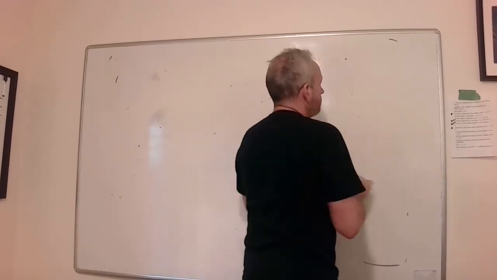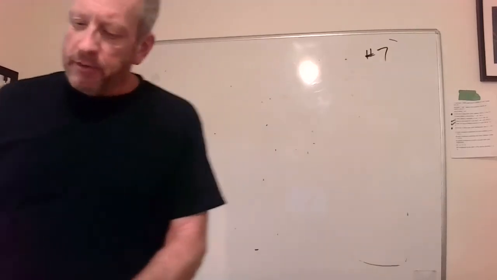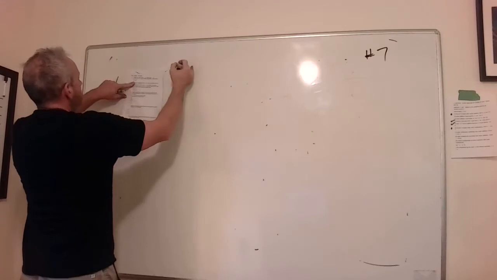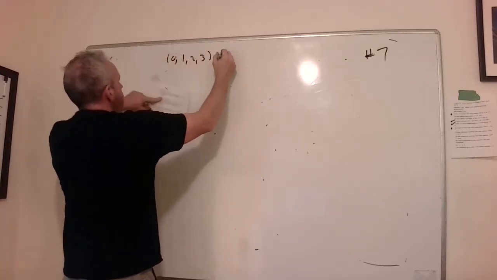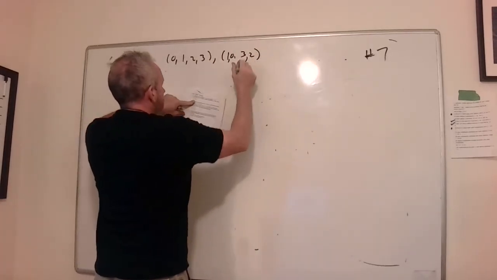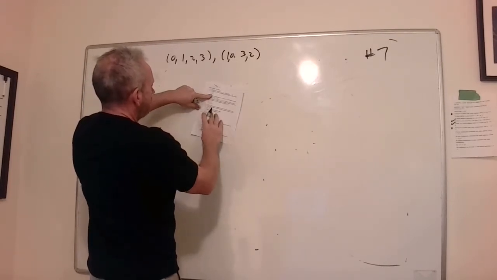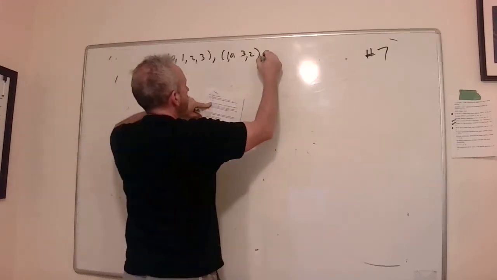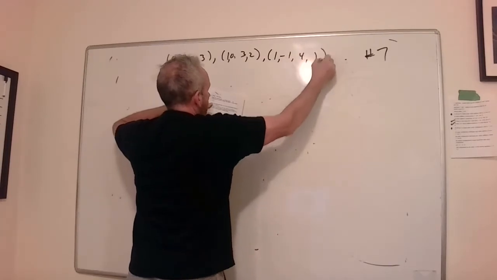Okay, so let me do question number 7. Number 7 reads, give the vector description of the plane determined by the point 0, 1, 2, 3, and 1, 0, 3, 2, and there should be one other point to get a plane out of this: 1, negative 1, 4, 1.